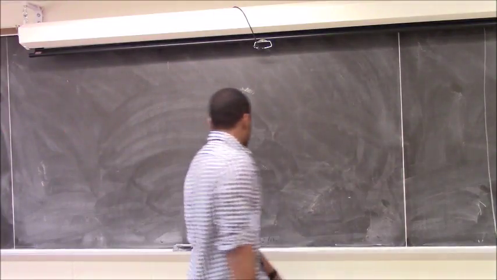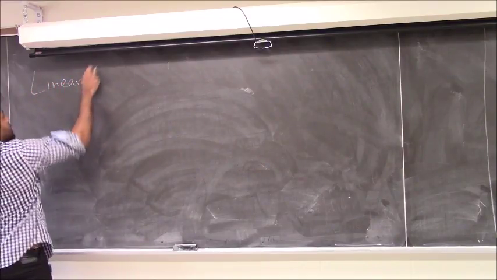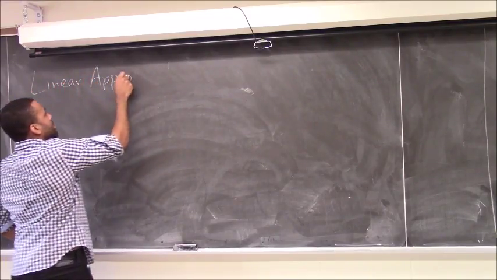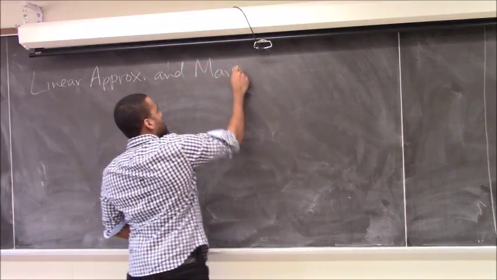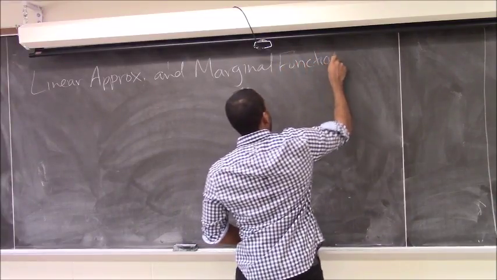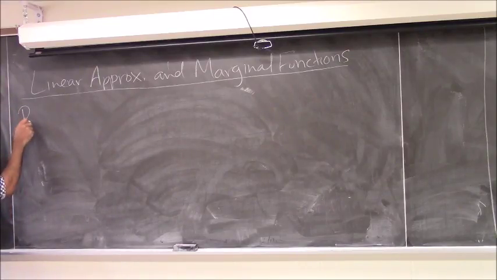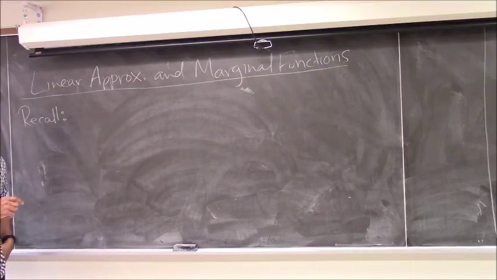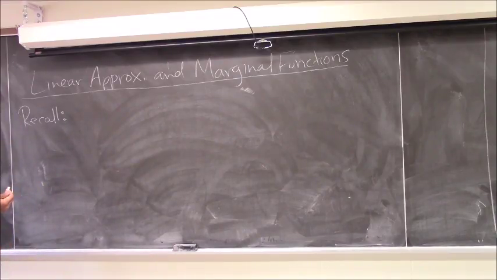Okay, so we're going to continue with linear approximation. And we're going to talk about, as I gave you in the handout, marginal functions and what they're for. So we're still on that. We're going to recall the linear approximation formula. What's the formula?